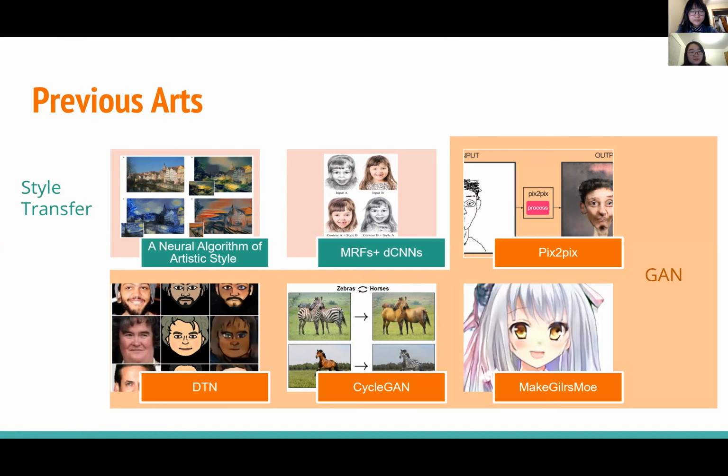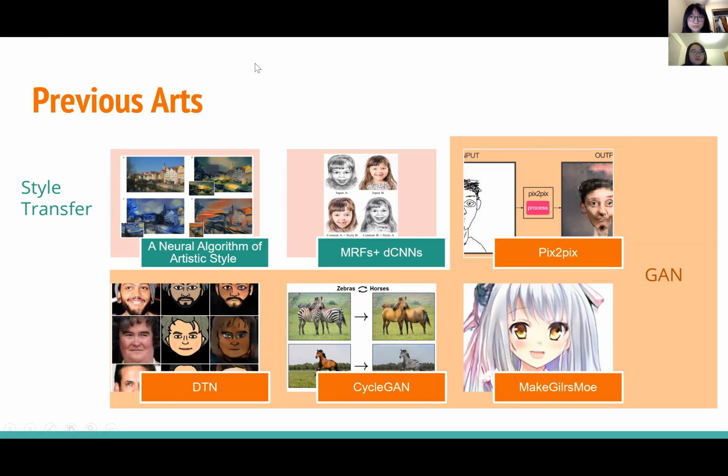The first way is to use style transfer, which is a neural algorithm for turning the artistic style of one picture to another. And the other way is to use GAN. Like the famous pix2pix GAN, it can turn a sketch into a human portrait, using paired data, or turn a real face into an emoji, or even CycleGAN. CycleGAN can even turn a zebra into a horse and vice versa.